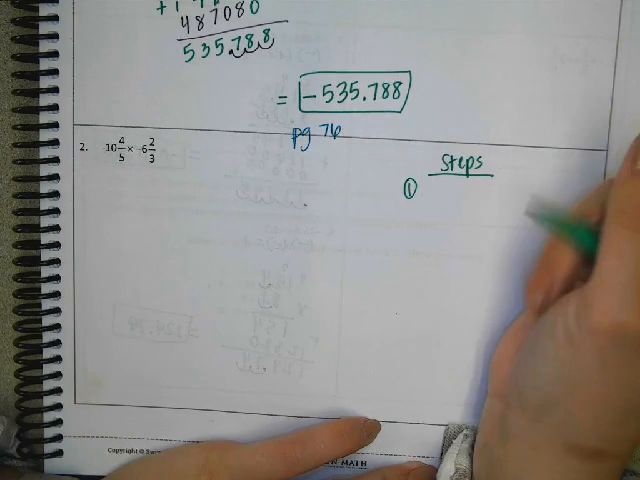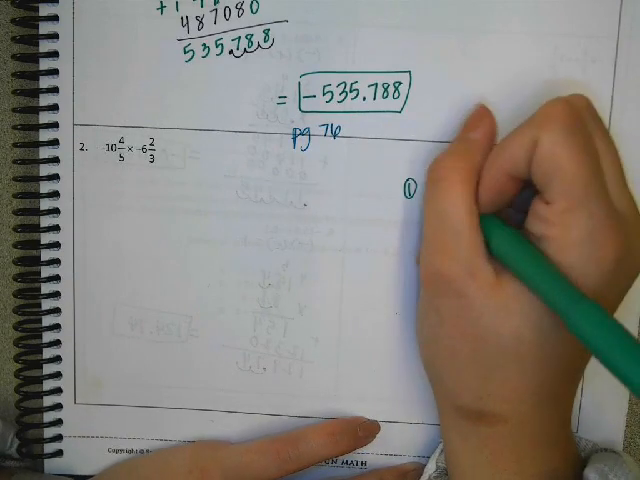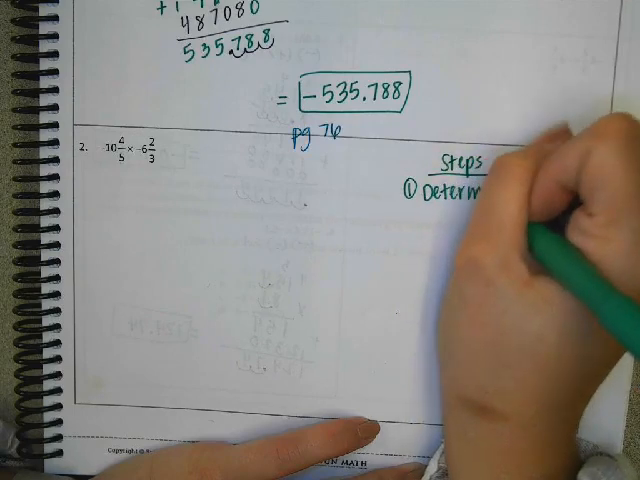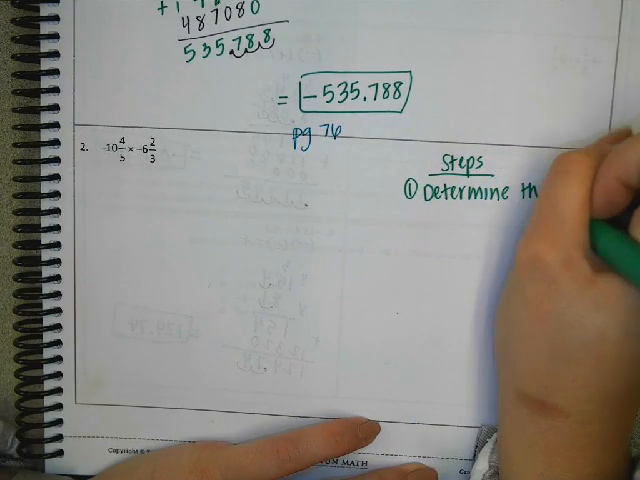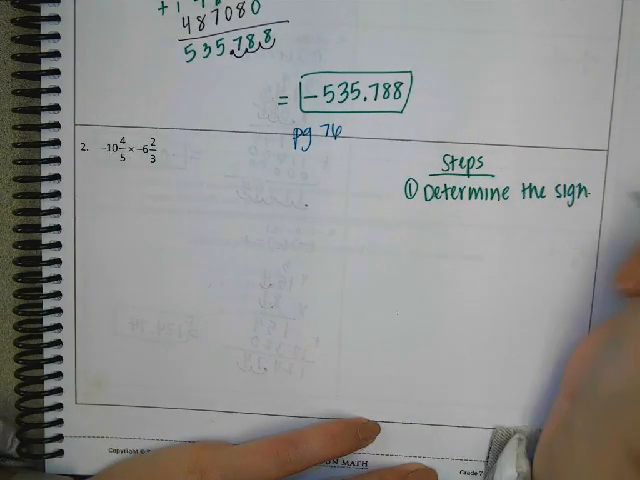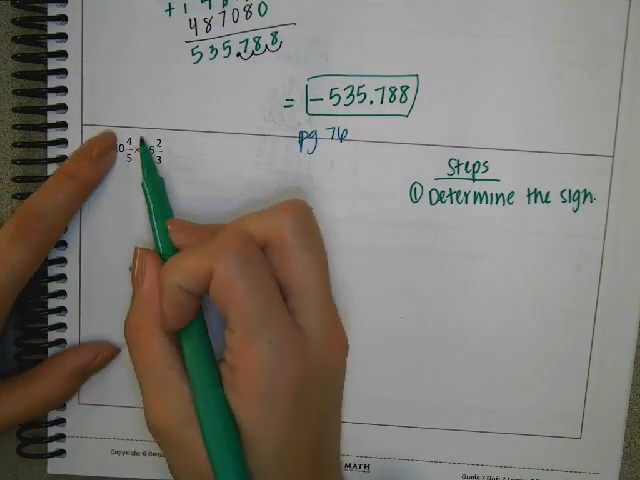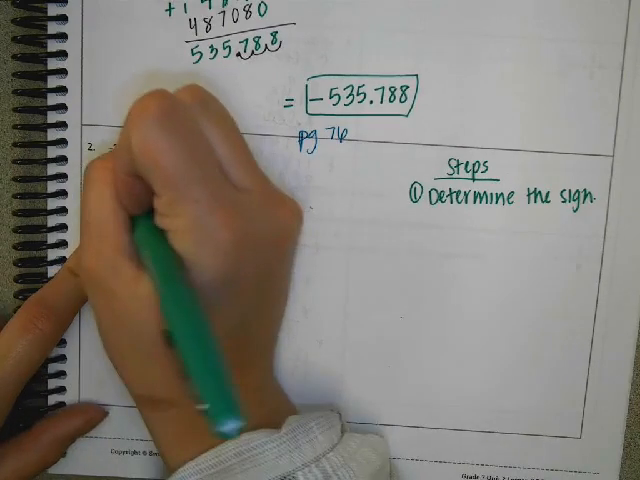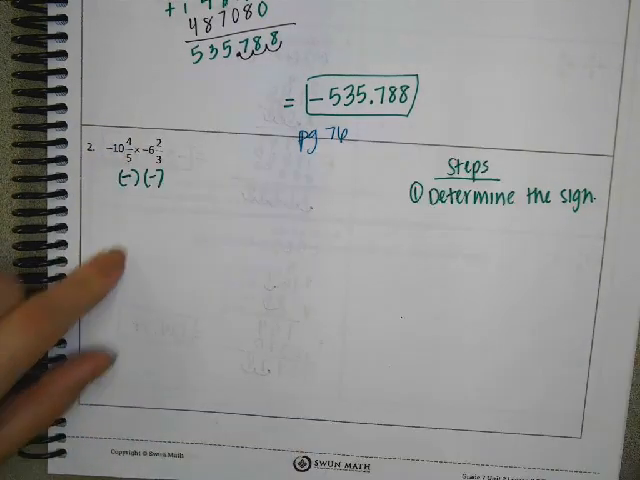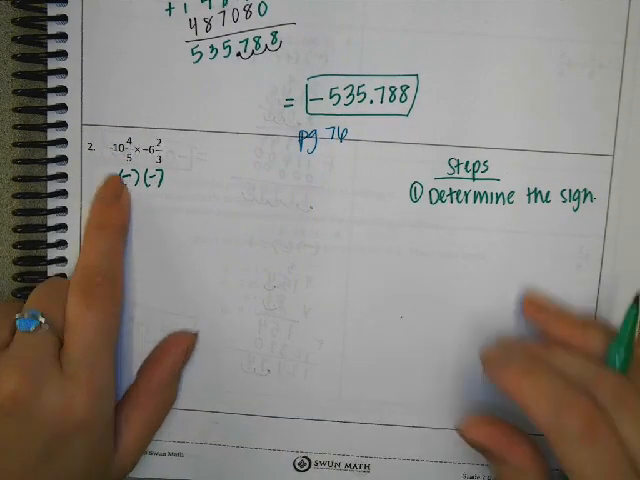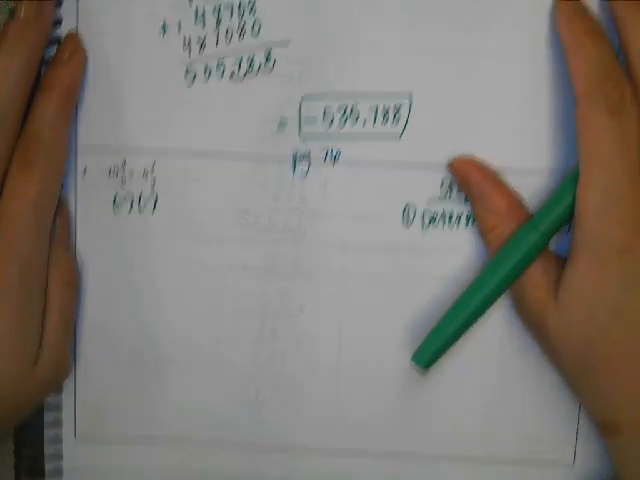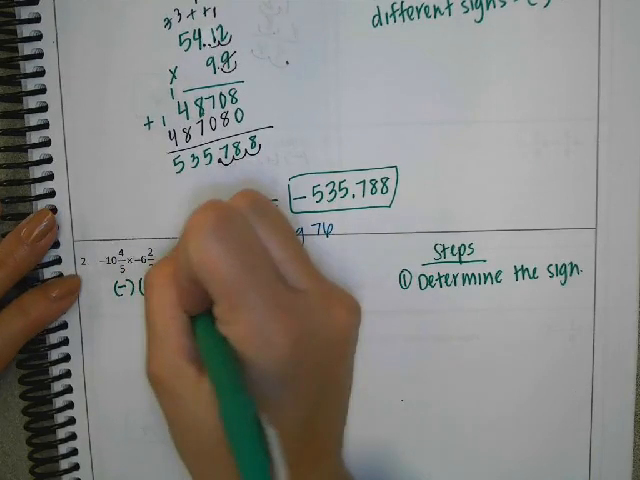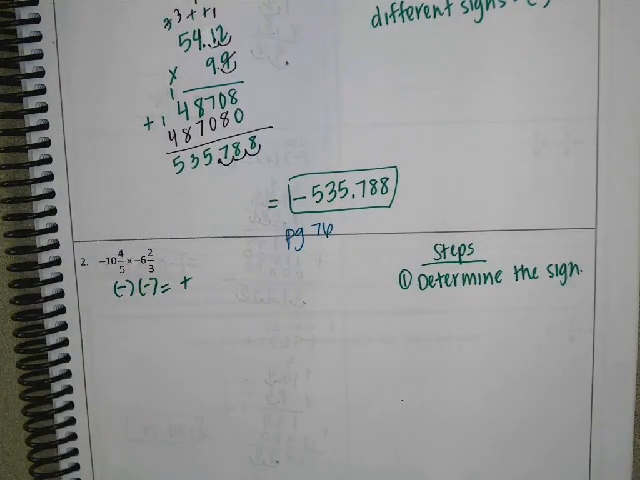So first thing is my sign. So determine the sign. So let's do that right now. So I have a negative 10 and 4/5 times a negative 6 and 2/3. I have a negative times a negative. Because I have a negative times a negative, I have the same sign. So my answer is going to be positive. So I know my answer will be positive.